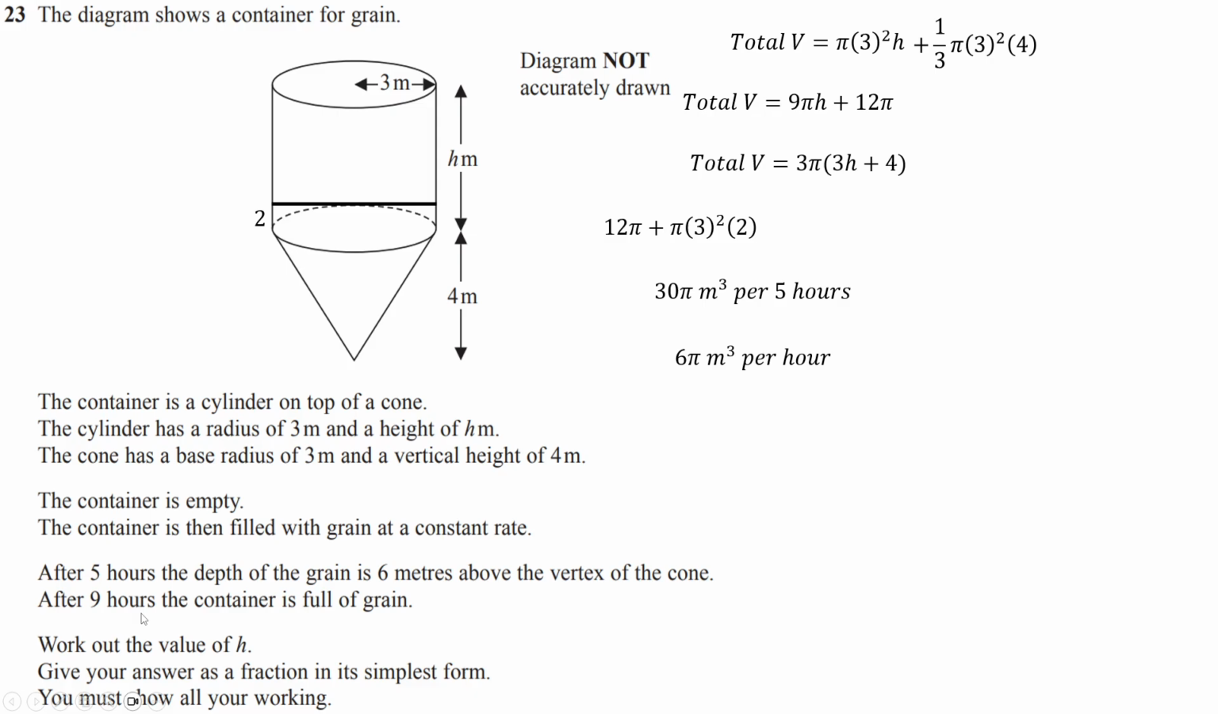Okay, after 9 hours, we're told that the container is full. Okay, so if we times this by 9 to get 54 pi meters cubed, that's for 9 hours. So that is the total volume basically. But we already know what the total volume is. And because these two represent the same thing, we can just make them equal to each other, expand a little bit, and then just rearrange for h to get 14 over 3 meters.